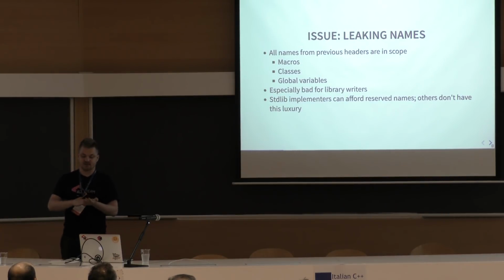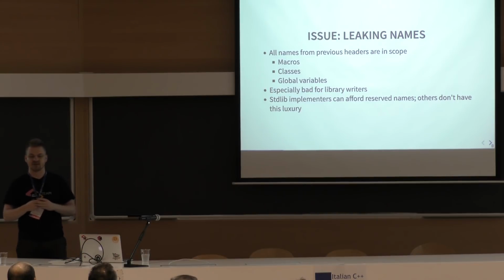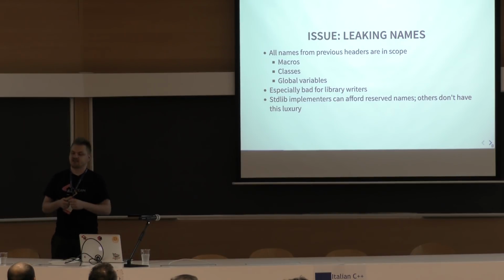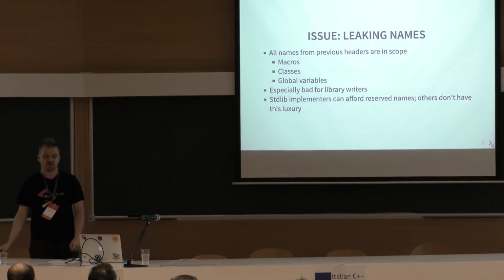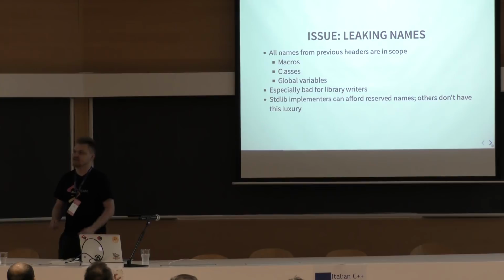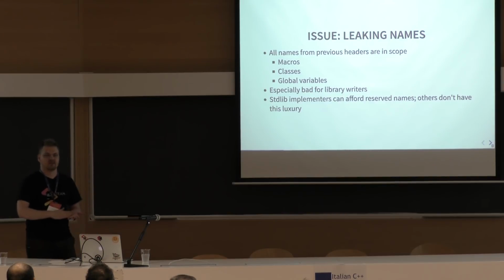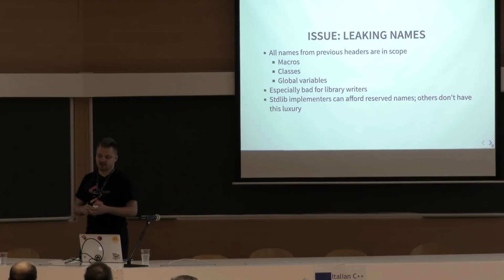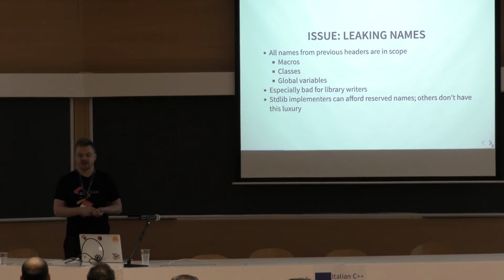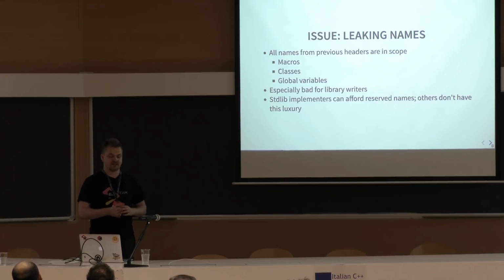And all the user names from previously included headers could be in your current scope. And that's especially bad for library writers because when you're writing application code, you can just do something else. But when you're writing a header for a library, it has to work basically anywhere. And while standard library implementers have the luxury to use reserved identifiers, like with double underscores or starting with an underscore, the rest of the library authors don't have this luxury. And it's kind of painful. And it's also unsafe because your code can change meaning depending on where it's included.